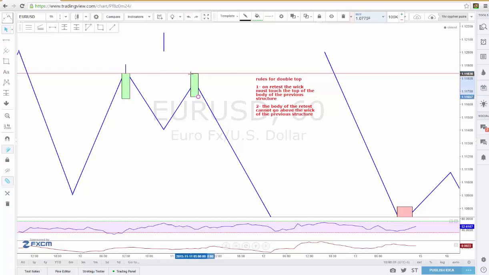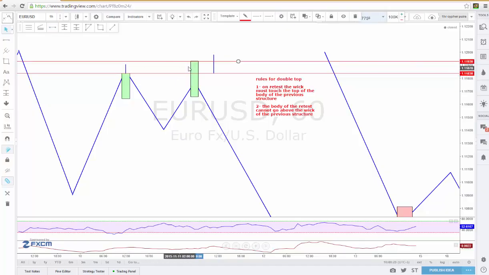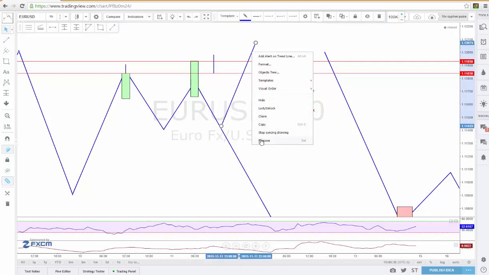So at least the wick or the body has to pass the top of the body of the most previous candle. Now, our second rule for the double top is the body of the retest, the body of this candle, the top of the body, cannot go above the wick of the previous structure. Here's the wick of the previous structure. An example of this would be if the candle came up and closed up here above the wick of the previous structure. This is not a double top, considering my rules. This, to me, means trend continuation, which would tell me that the market intends to go higher, which gives me absolutely no reason to want to sell this market.